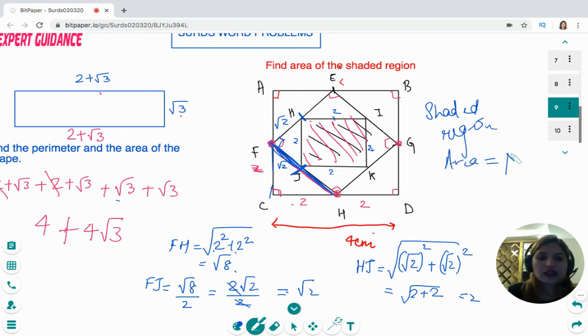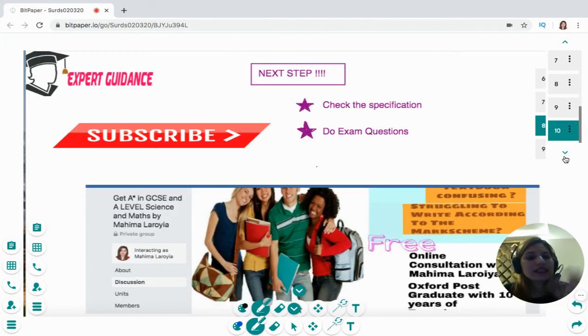Okay, so these are the kinds of applied questions that can be asked in the exam. So I hope that is clear to you. All right, so this is all that you need to know in Surds. So as always, what's our next step? You need to check the specification, make sure you are able to answer all the questions of this topic, and then you need to do exam questions on this. The link to the exam questions is given in the description box below.